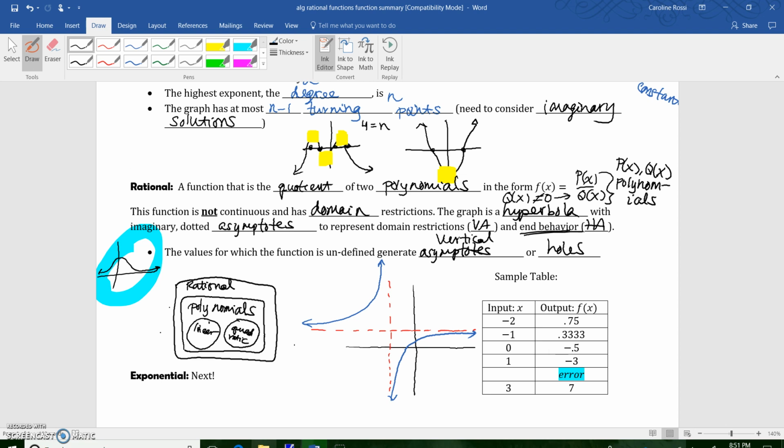What we're going to be doing next, just so you know, is an exponential. An exponential is a function that shoots up like this. You saw that once in class so far, and we'll talk all about the form of those next.